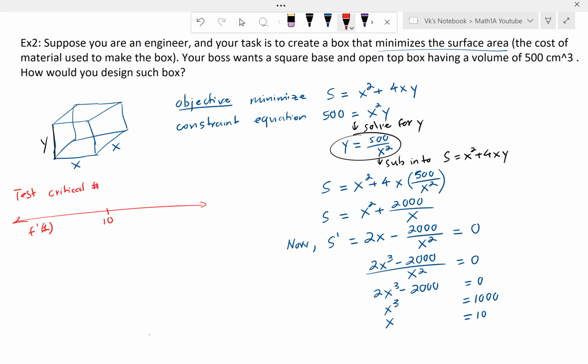So f prime of 1. And f prime of 1 is less than 0. Now, let's say f prime of 11. Plug it into the derivative function. We see that it's more than 0. Decrease to increase. So f of 10 is a local minimum. Ta-da! That is it. Right? One local minimum. That is the absolute minimum.